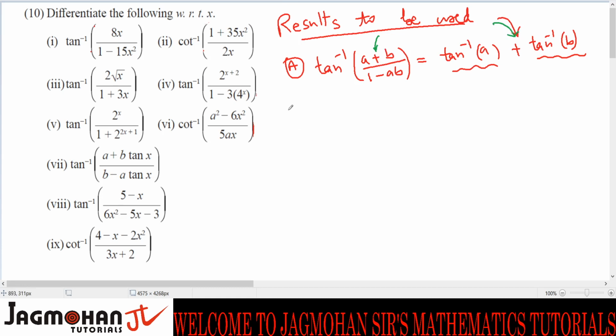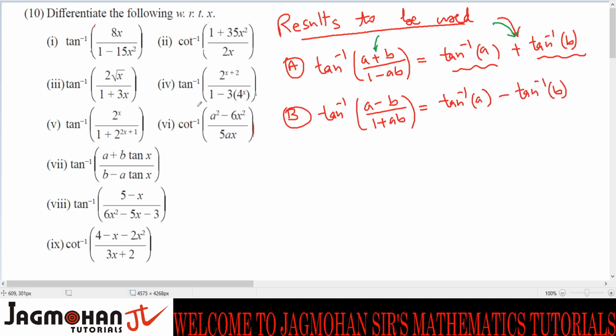So the result B is again tan inverse, this time I am writing (A minus B). Now you understand, if it is A minus B, the denominator is 1 plus AB, and on the right hand side you will have tan inverse of A minus tan inverse of B. So these two results you are using for solving all these questions.